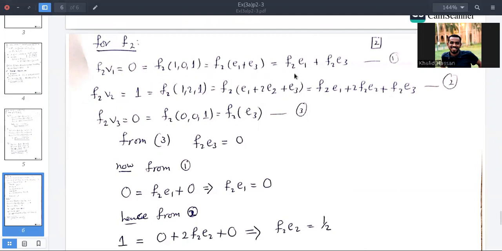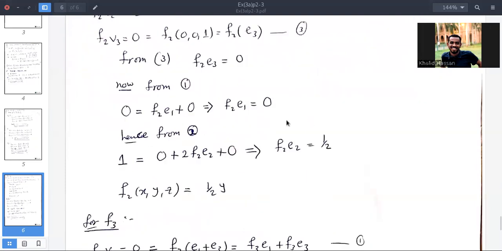We can split f2 e1 plus f2 e3, which of course equals 0. For v2 it will be f2 e1 plus 2 f2 e2 plus f2 e3. And finally, f2 v3 equals 0, which gives us f2 e3 equals 0 directly from the third equation. We take this result and substitute it in the first equation, and we find that f2 e1 is again 0 as well, because this is 0 and this is 0, so we have 0 here.